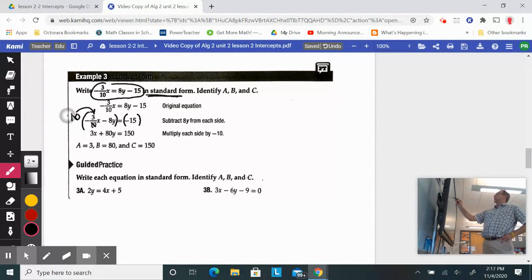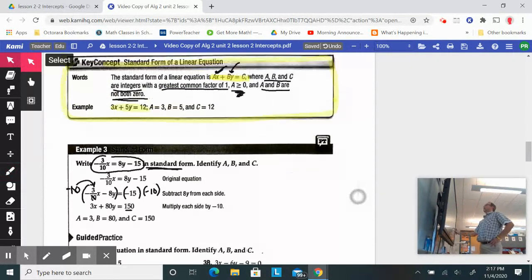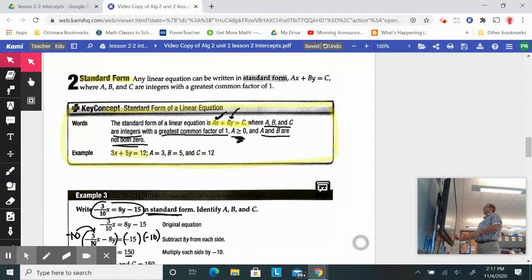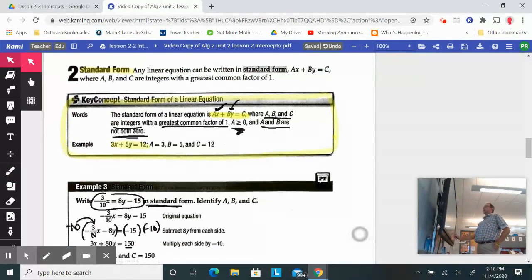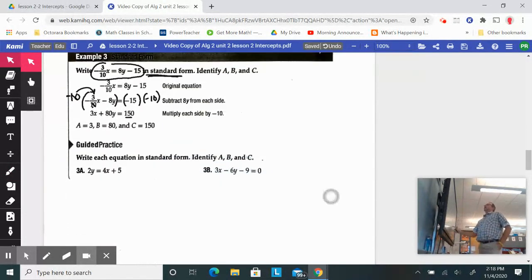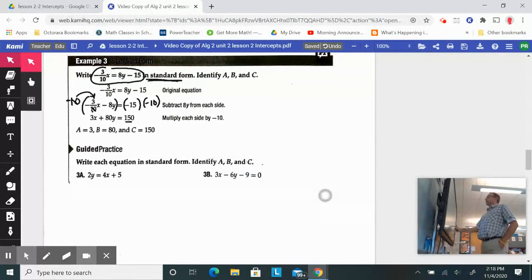Oh, notice they actually multiply by negative 10. Okay? Negative 10 on both sides, which gives you a positive 150, and it gets rid of the negative in the front. You can't have a negative 3 there. The a has to be a positive. You remember from up top here, the a has to be a positive, it has to be greater than 0, or it could be equal to 0.